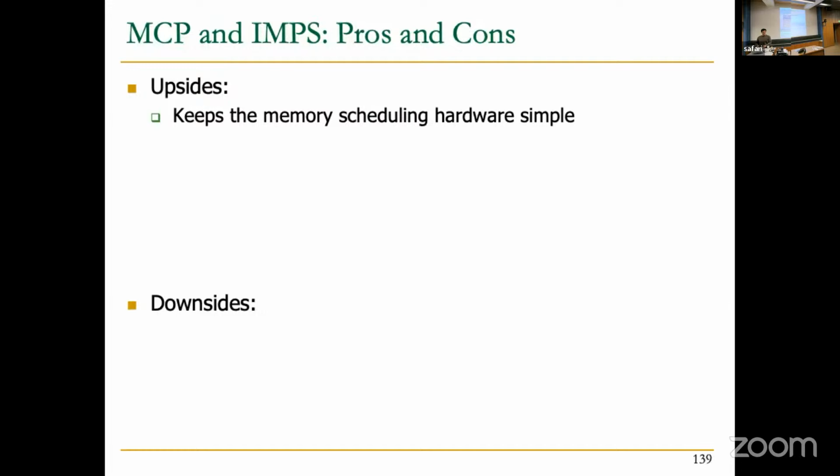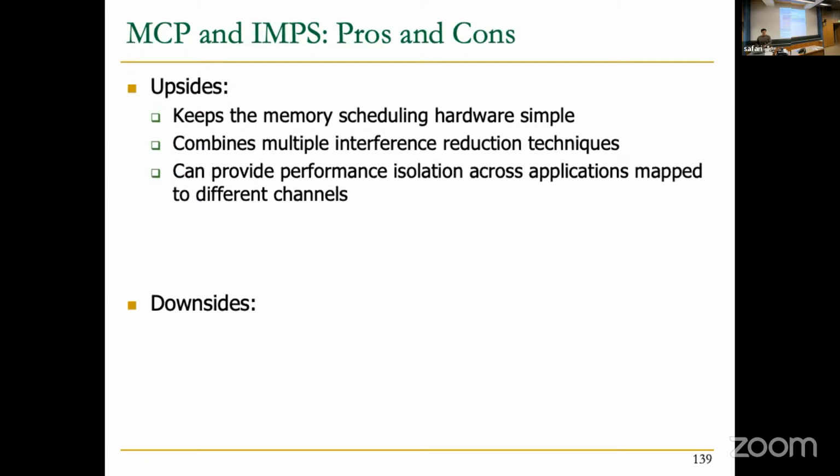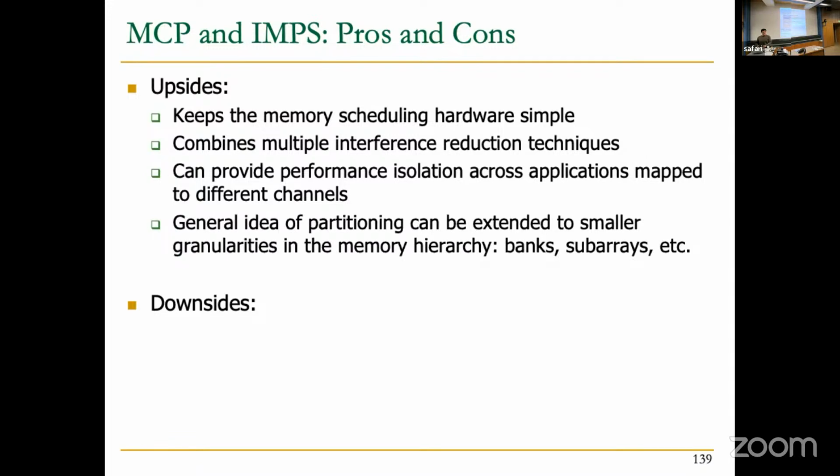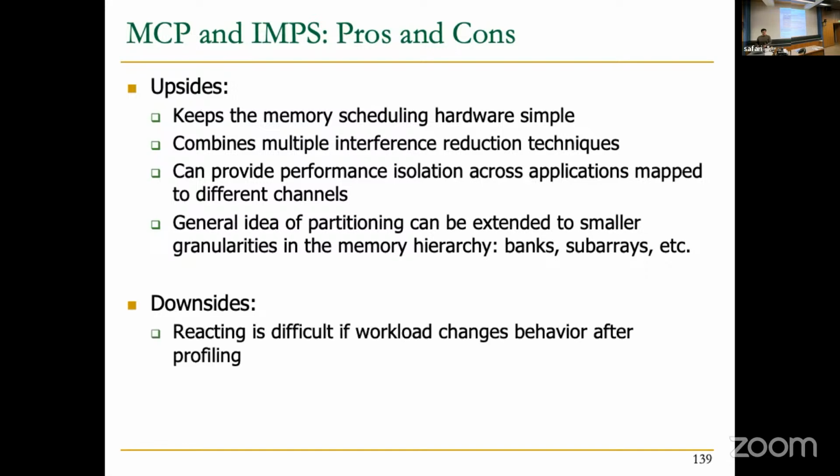The upsides are the hardware is very simple because we didn't change the scheduler at all, right? We just added some profiling counters. We combine multiple interference reduction techniques, and we've shown their benefits. And we can provide performance isolation across applications that are mapped to different channels. And you can maybe extend this general idea of partitioning to smaller DRAM components or smaller DRAM granularities like banks, subarrays, etc.